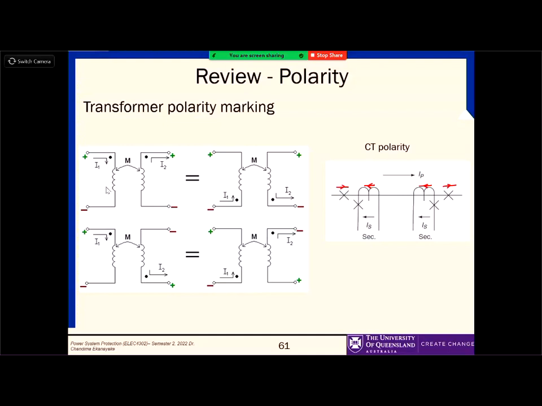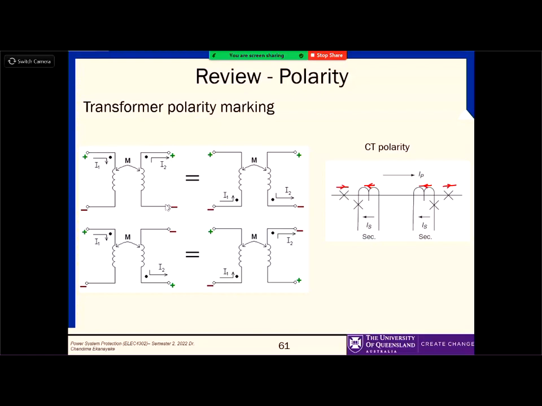Now look at the voltages. Voltages, we always mark the polarity as positive towards the dot. And if you look at the other voltage, the polarity is positive towards the dot. These two voltages are in phase.